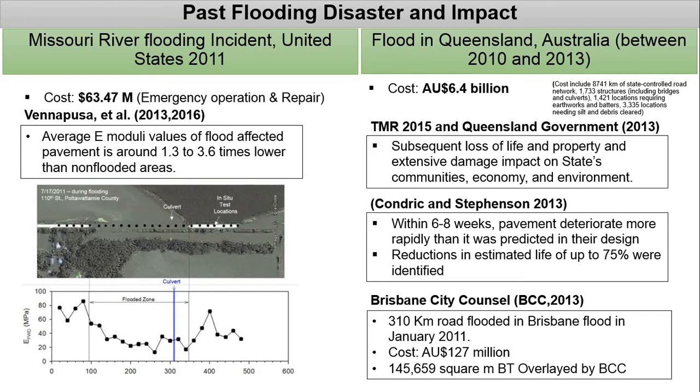In the United States, the rehabilitation and operation cost, or the disaster recovery cost, was $63.47 million, and later on a few researchers identified that the elastic modulus was drastically reduced after this incident.